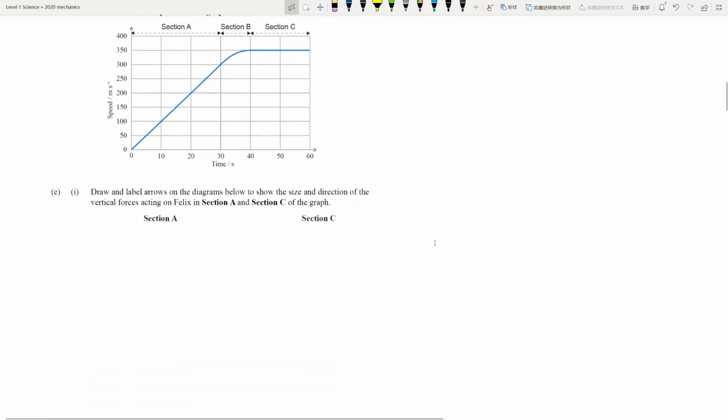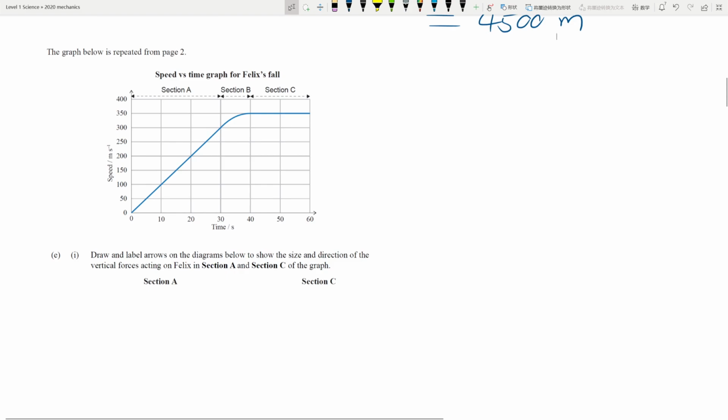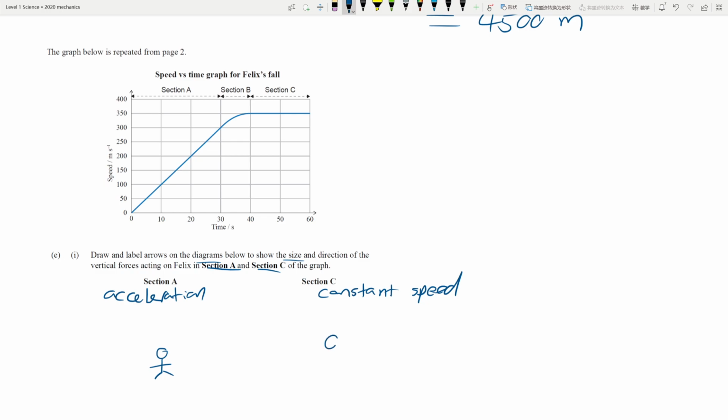Okay, now, same graph again. Next section, we are going to draw a labeled force diagram on the diagram below to show the size and direction of the vertical forces on the person in section A and section C. All right, so for section A, we know section A is acceleration. We know section C is constant speed. So we established that from the previous question.